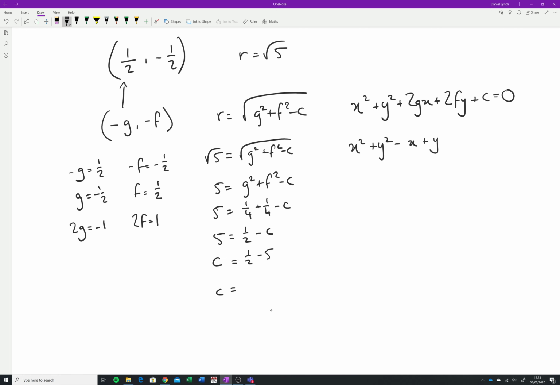So we get c is equal to minus 4.5, or minus 9 over 2. I think that's probably better to call it that. So c is minus 9 over 2. This would be a fine way to write it.